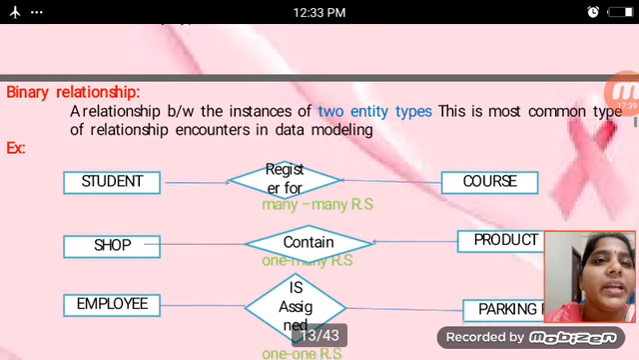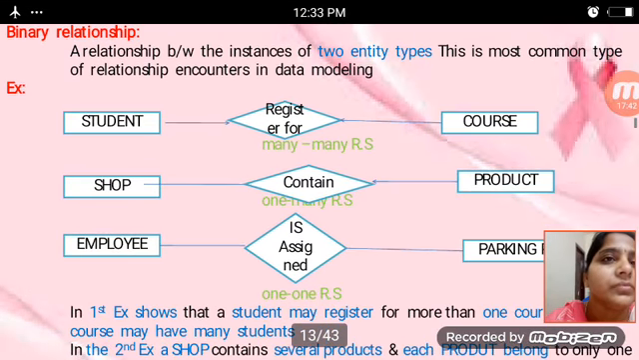After that, the binary relationship is there. In this, there is a relationship between instances of two entity types. This is the most common type of relationship encountered in data modeling. I am taking the figure here, as shown in the figure. Two entities will be there: student and course. The relationship is "register for," a many-to-many relationship.